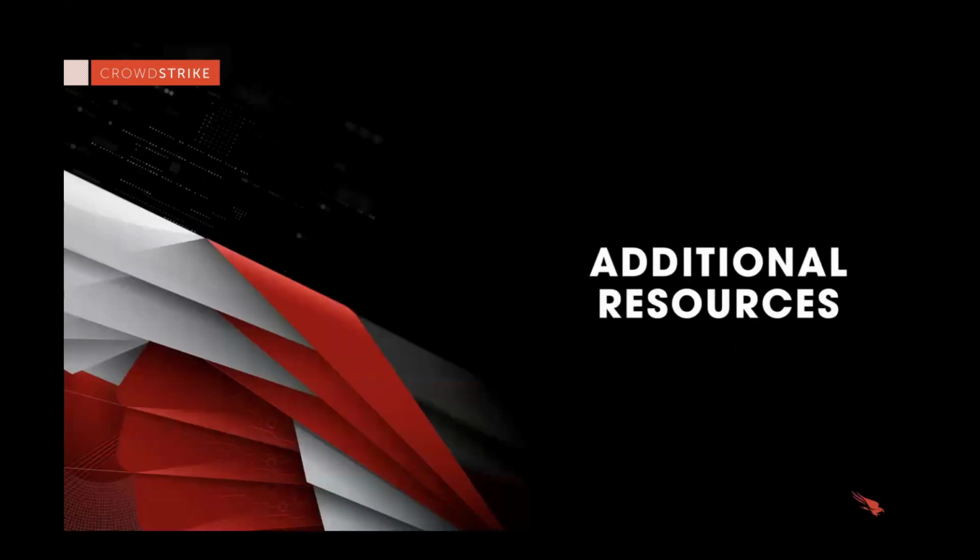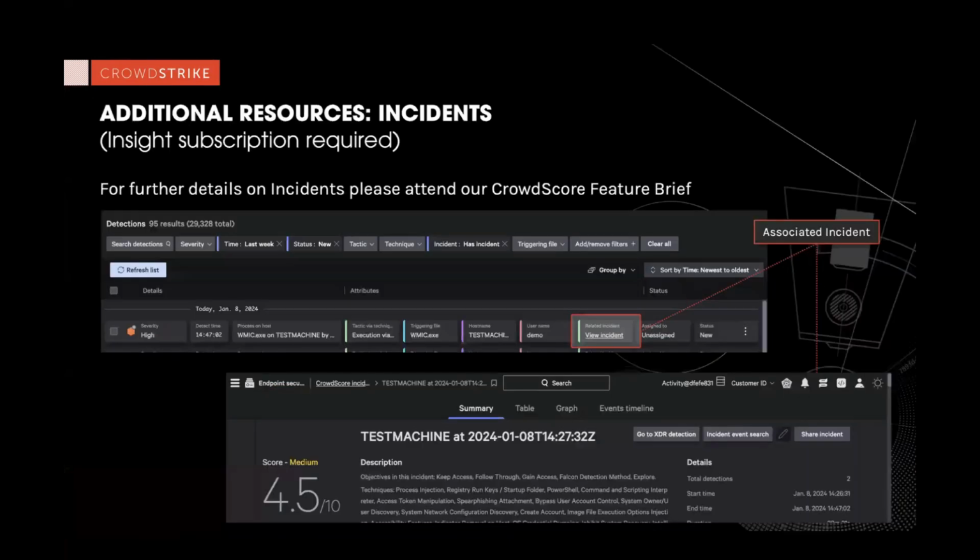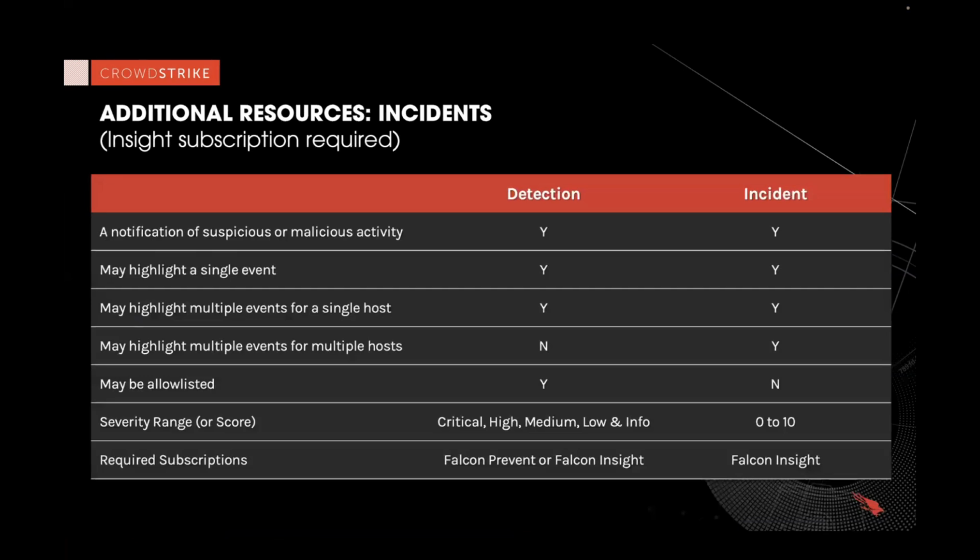Finally, before moving on to Q&A and the demo, let's discuss some additional resources. So this webinar focuses on detection triage and only mentions incidents in passing. We, the TAM team, also host a feature brief on CrowdScore, which discusses incidents in more detail. However, as a brief overview, detections and incidents are both notifications of suspicious or malicious activity in your environment, and they should both be triaged in a similar way.